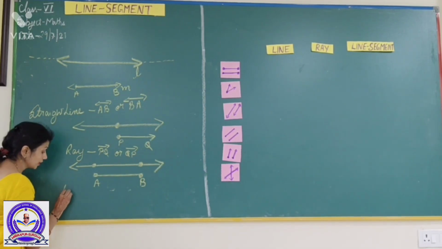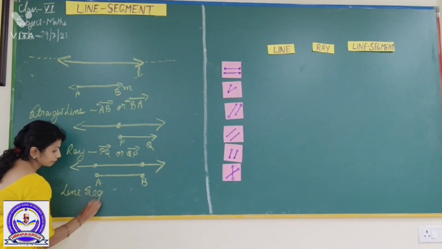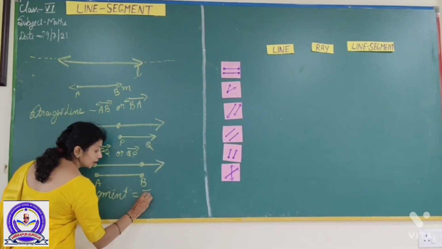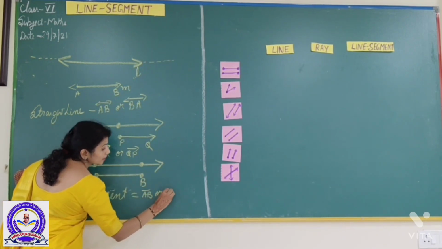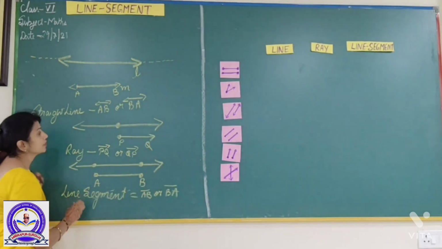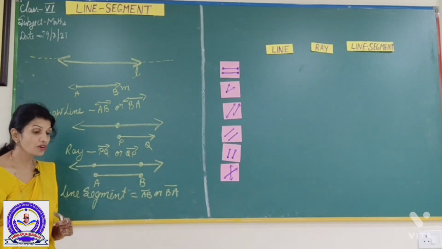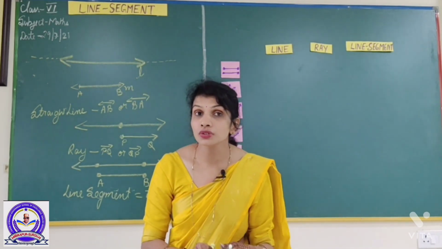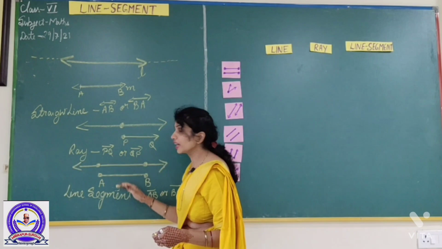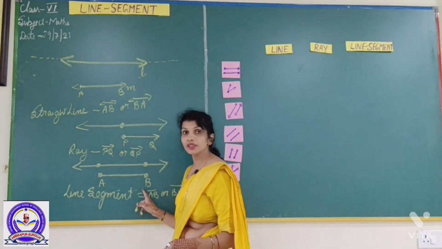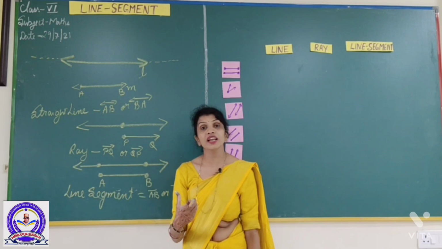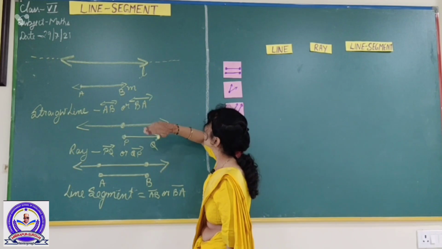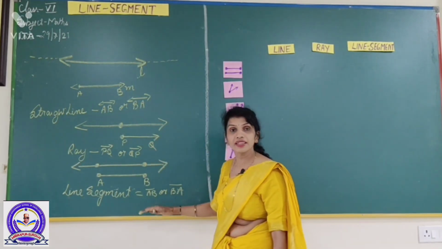So what are we going to write? Line segment equals, you can write either AB or BA. It means the same. We can measure it with the help of a scale. Now somebody asks you what is a line segment? Then what are you going to say? Yes, it is a part of a straight line. It has 2 endpoints and it can be measured with the help of a scale, and it has a definite length. So can you now distinguish between a straight line, a ray, and a line segment?